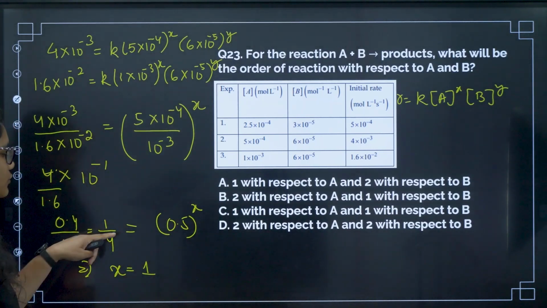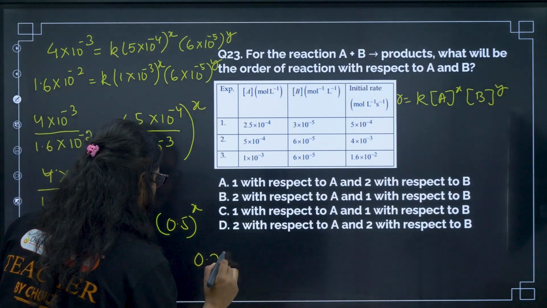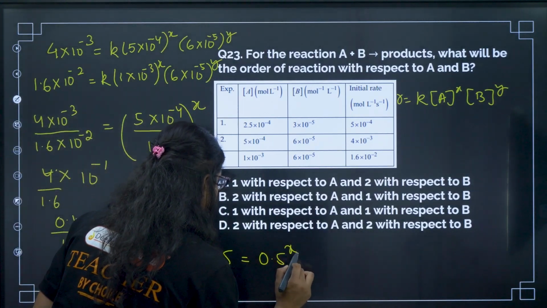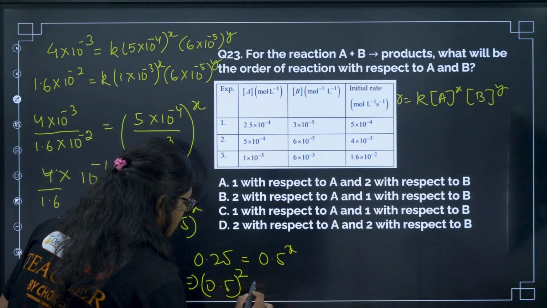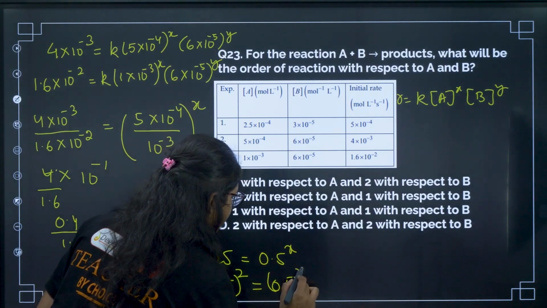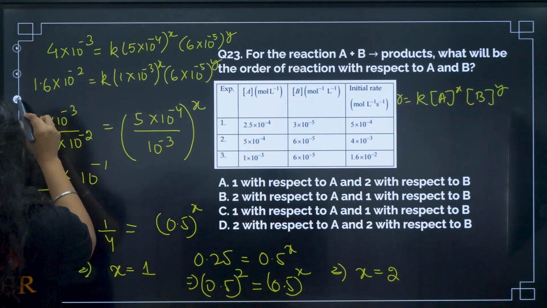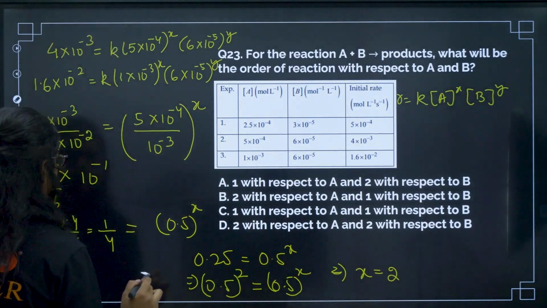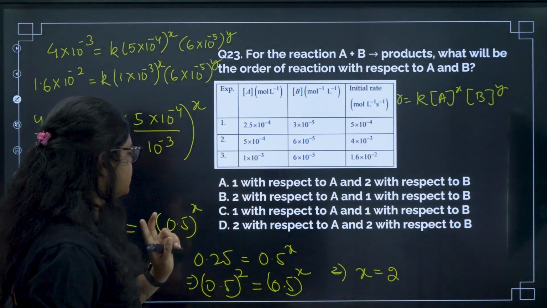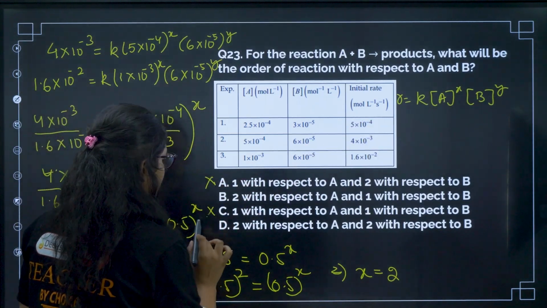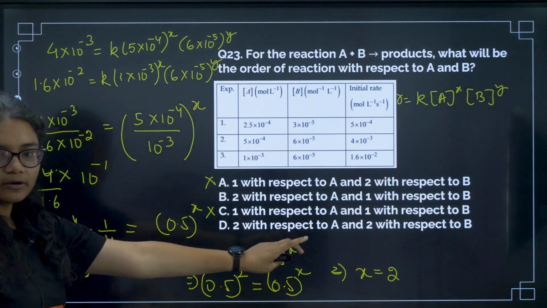So one value you can write as 0.25. We'll get 0.25 is equal to 0.5 to the power of X. This one I can write as 0.5 squared is equal to 0.5 to the power of X, right? So we will get X value is equal to 2. Sorry, the earlier part was incorrect. X value we will get as 2, right? So the order with respect to A is 2. So you can see we can eliminate option A and option C. It can be either B or D. So this is the part of solving for A.